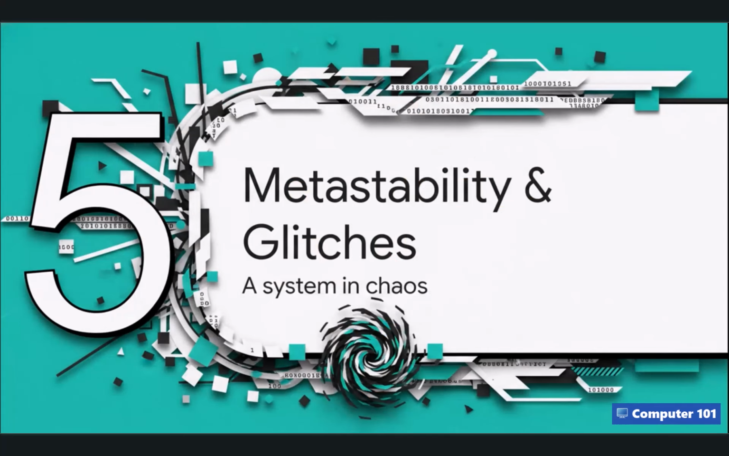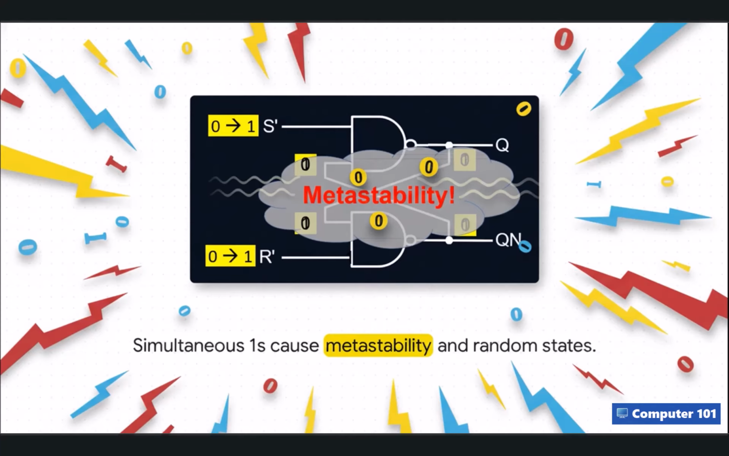Which brings us to section 5, metastability and timing glitches, a system in chaos. And this brilliantly illustrates the real danger. Being in the forbidden state is bad enough, for sure, but trying to escape it, that's where things get wild. If we take both inputs from 0 and simultaneously shift them back up to 1, the system completely panics. Both gates are frantically trying to figure out who gets to be a 1 and who has to be a 0. The signals just chase each other endlessly, causing Q and Qn to wildly alternate. This chaotic, unresolvable storm is what we call metastability.